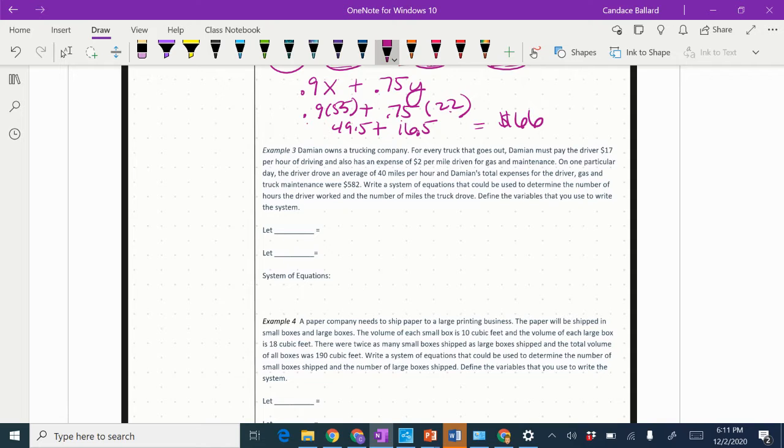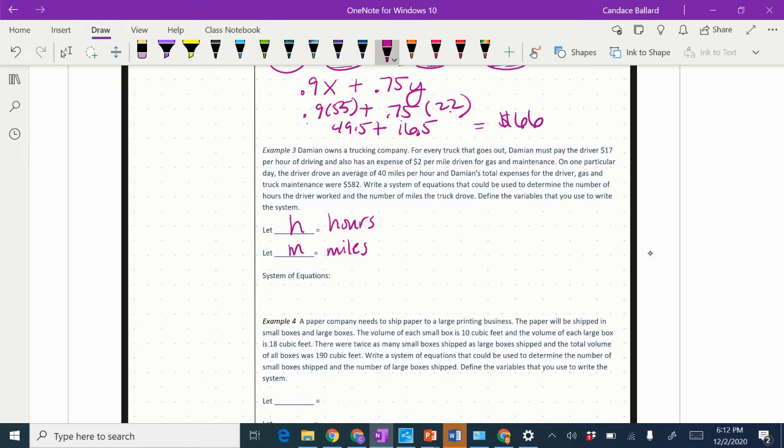A lot of times when we're doing systems of equations, we will use the variables in the words to represent the words. So we would probably let H equal the hours, and we would probably let M equal the miles. And all we're doing on this one is actually just writing the system of equations. So let's go ahead and read that one more time.